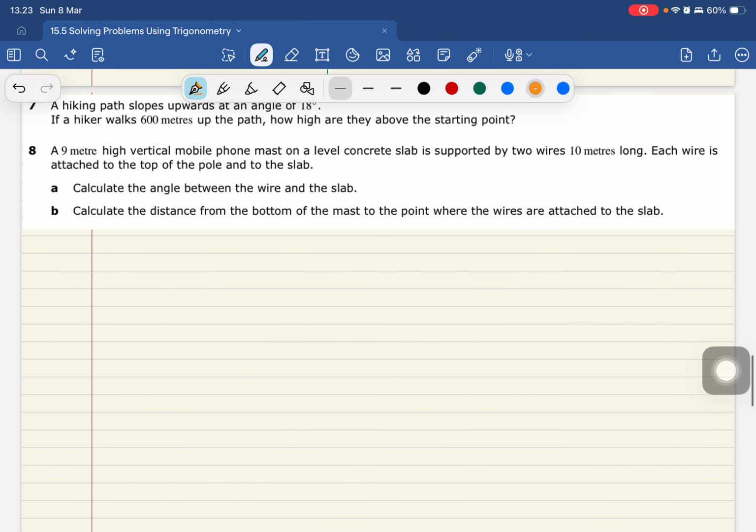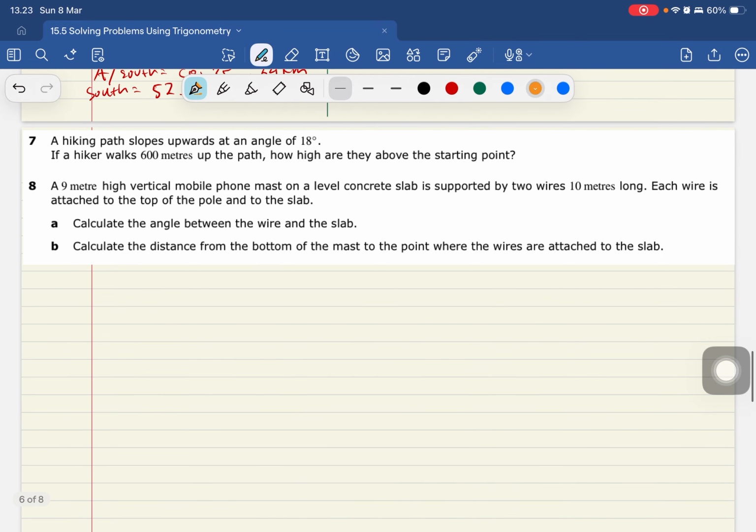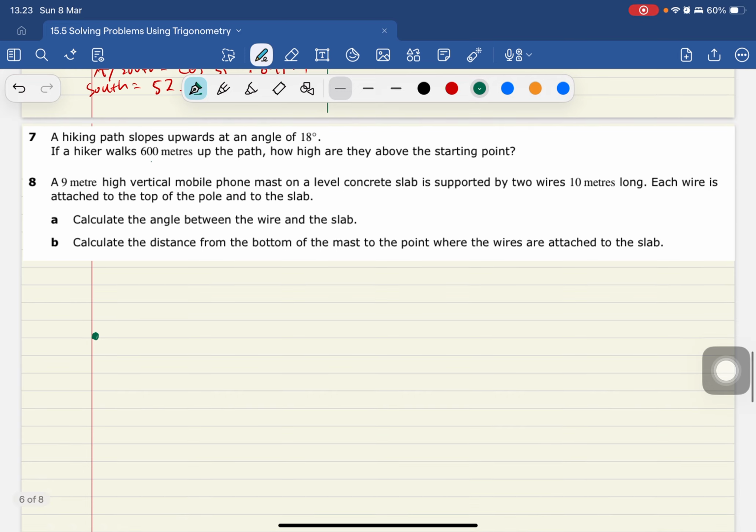Okay, take a look at number 7. A hiker walks 600 meters up a slope at an angle of 18 degrees. So this is the hiker, angle of 18 degrees. Walk 600 meters. Okay, this is 600 meters.